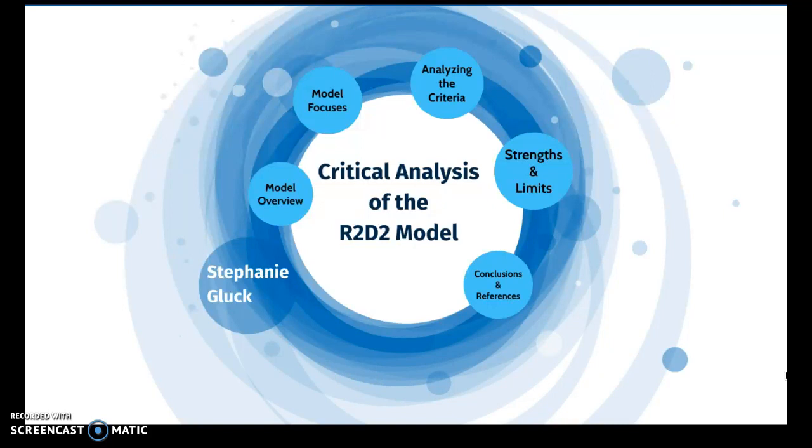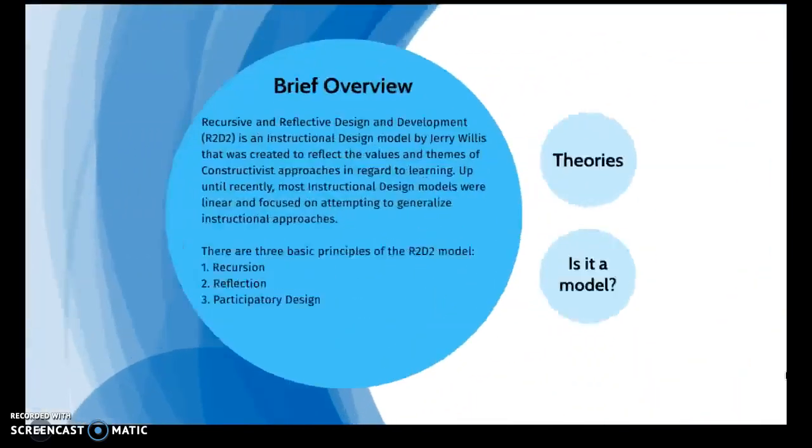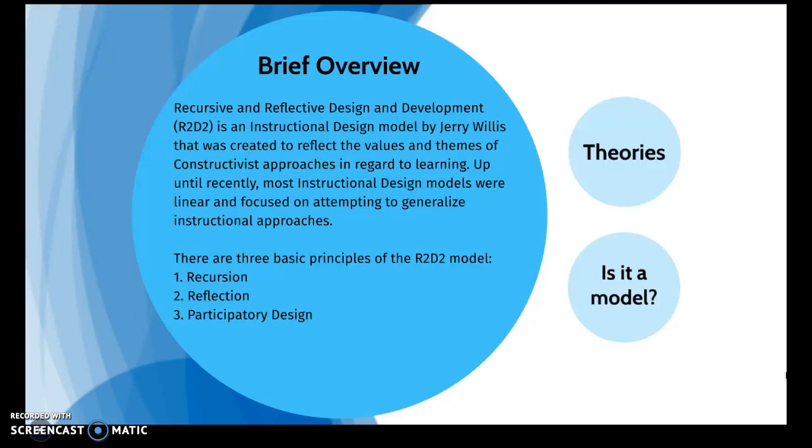Hi everybody, I will be doing my critical analysis of the R2D2 model. So let's get started with the model overview. A brief overview, and then we'll get into more details in a couple of slides.